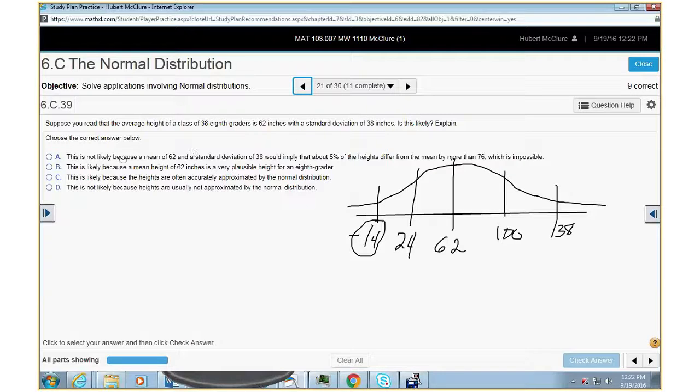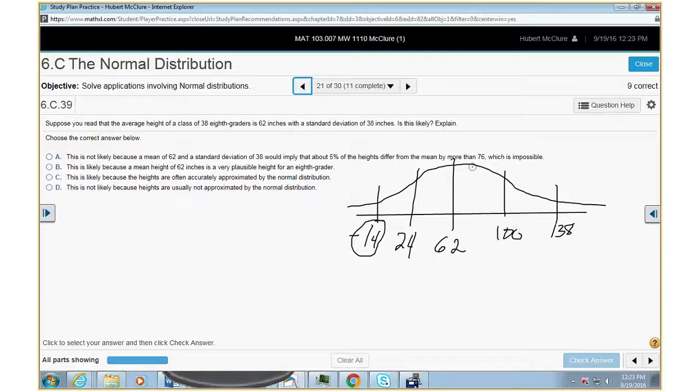Let's see what the options say. This is not likely because the mean is 62 and the standard deviation will imply that about 5% of the heights differ. I would agree with that. Take 100 divided by 60 to see. New minus old over old. Take 100 minus 62 and divide it by 62. What do you get? So that's 61% difference.